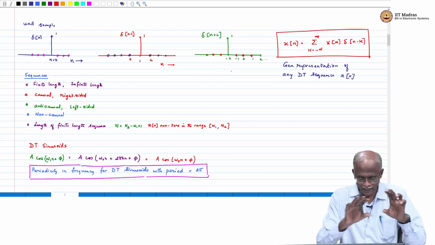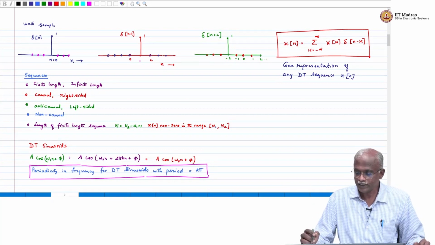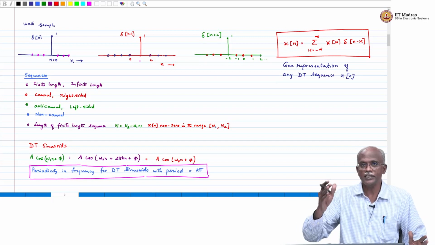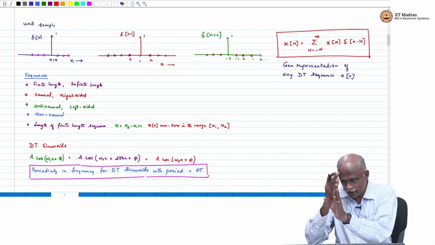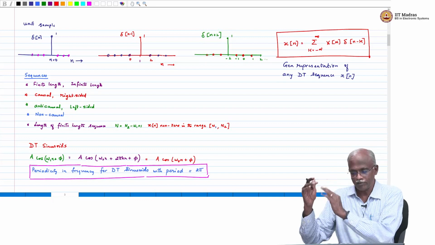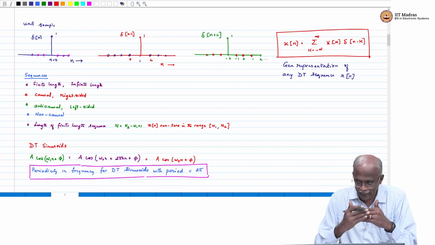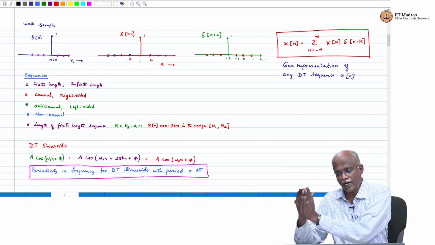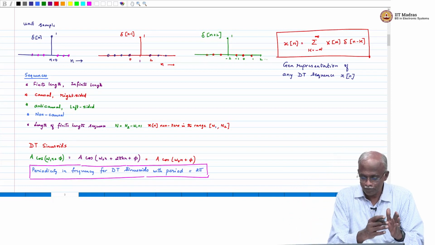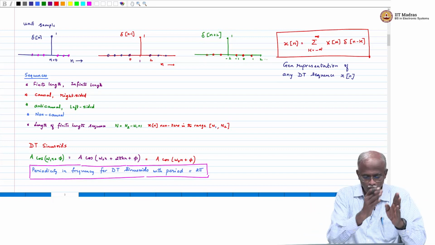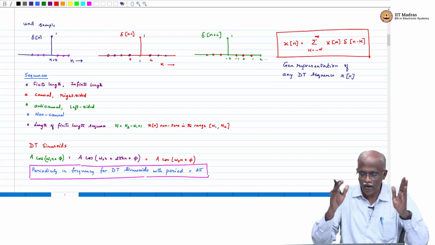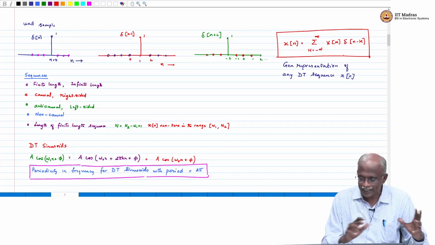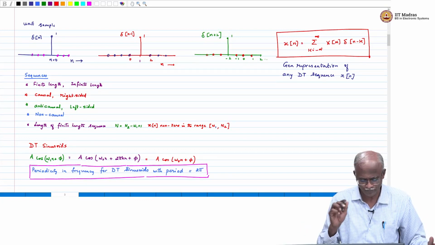So using this as the basic framework, we said that x of n, any sequence, can be represented as a superposition or a sum of scaled delta functions. So x of k is the scale value. Delta of n minus k tells you that this sample will occur at n equal to k. So using this understanding of how these unit sample functions are delayed or advanced, we can get a representation of any discrete time sequence in this form.